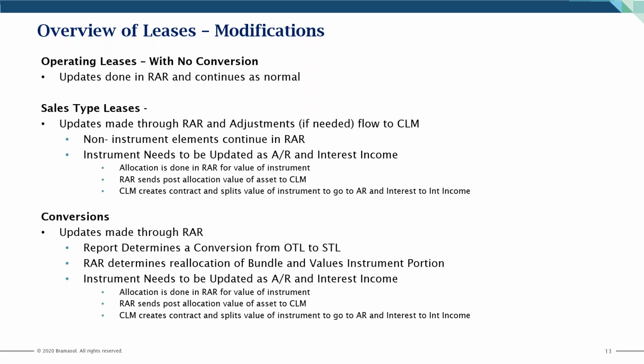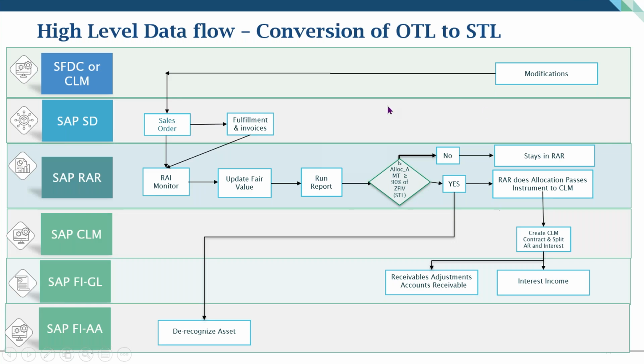Absolutely. So let's see how that happens in the system. Essentially, we have this modification that comes in, whether it's through your leasing system or whatever you choose. You've got updates to the sales order. It comes in, as Sarah pointed out, through the RAI monitor. We know there's a change. We've pulled down the fair value, and now we're running this report or tool. What we've learned and what we're looking at is, was there a change? If the answer is no, everything continues on in RAR as we pointed out before.